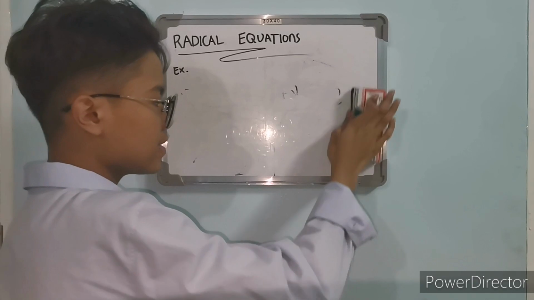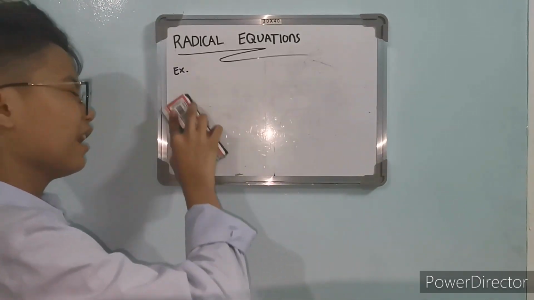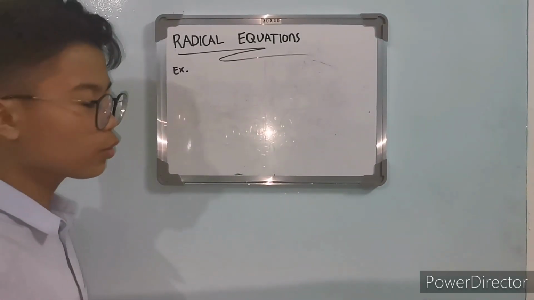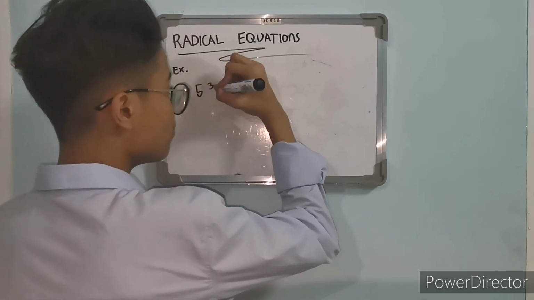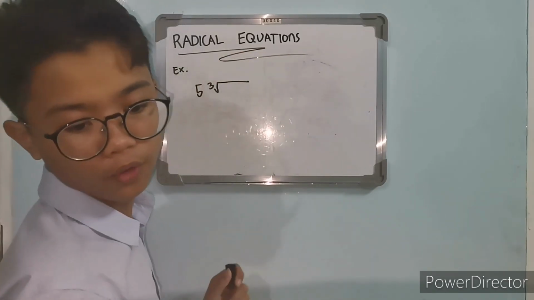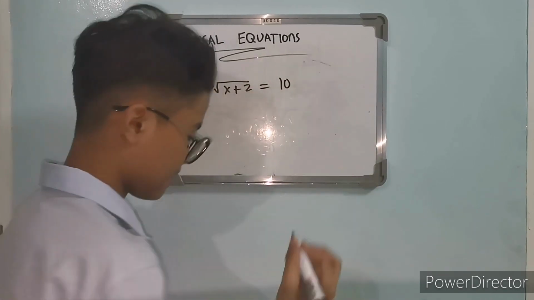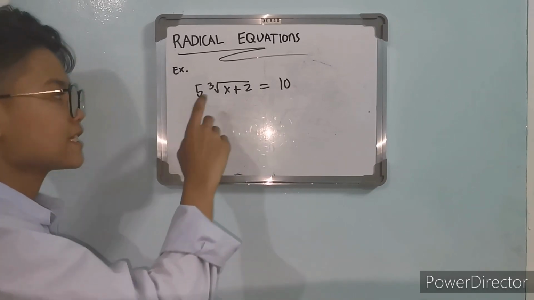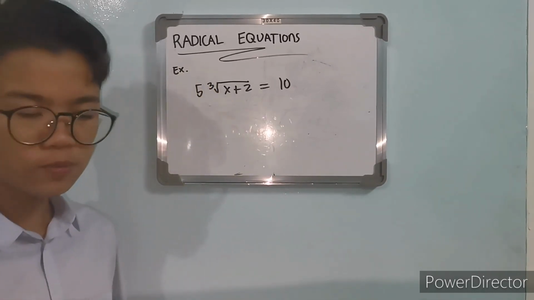And now we're gonna go on to our final example. This will be the final example for the video. This is where it's gonna get a little bit complicated, but not impossible. So our final question is 5 cube root of x plus 2 is equals to 10. As you can see, we don't have it as a square root anymore because the index is 3. So now it's a cube root.